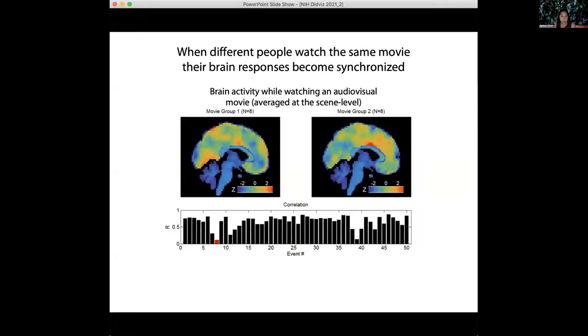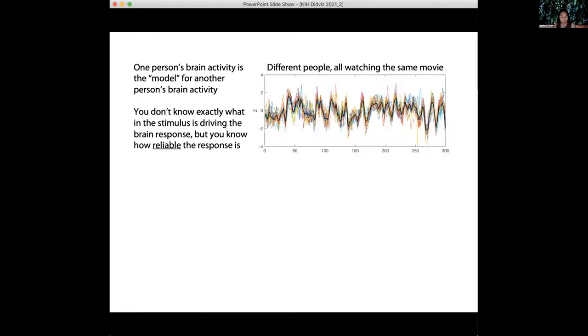Now, in this kind of inter-subject analysis, one person's brain activity is the model for another person's brain activity. You don't know exactly what in the stimulus is driving the brain response, but you know how reliable the response is. So something in the stimulus evoked brain activity in this region, not necessarily a pulse of activity, but a consistent response. And this is how you examine what kinds of stimuli drive responses in any given brain region.